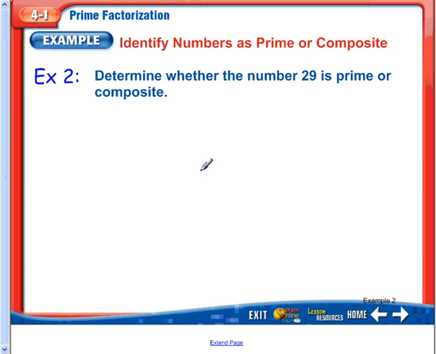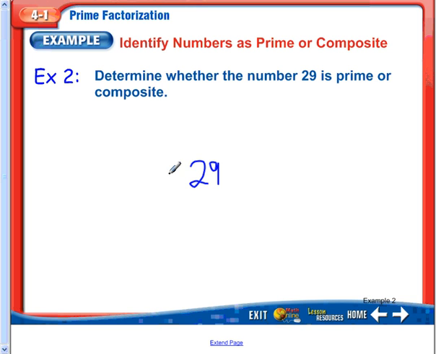Example number 2. Determine whether the number 29 is prime or composite. Okay, so let's take the number 29. I know that 1 can be used to make 29 and also 29, but the question is, can any other numbers be used? Since this is an odd number, I know that 2's will not work. My rule for 3's is that I should add the two digits together, and I should be able to divide that number by 3. So 2 plus 9 is 11. I cannot divide 11 by 3.